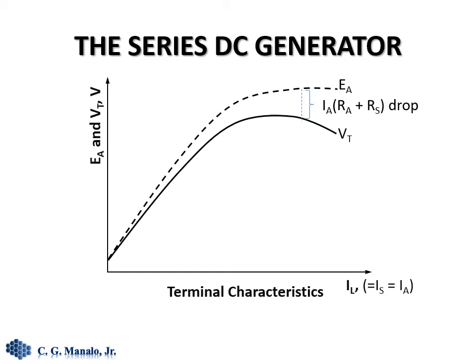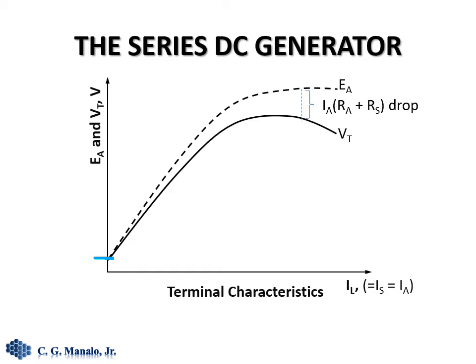This is the terminal characteristics of the series DC generator. When we start a series DC generator, it has to be connected to a load, since without the load, there will be no current, and if there's no current, there will be no series current and no field flux. So therefore, there will be no E sub A generated, except for the residual voltage that it initially has, as shown here.